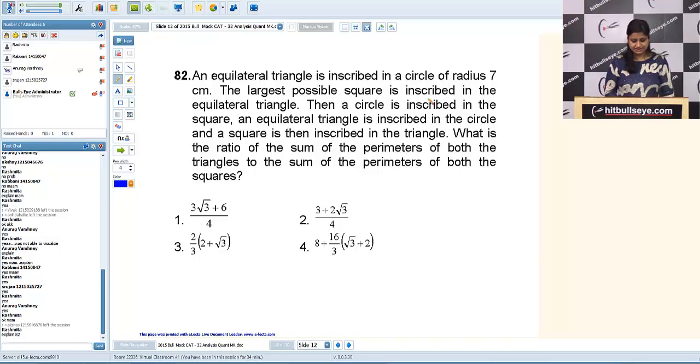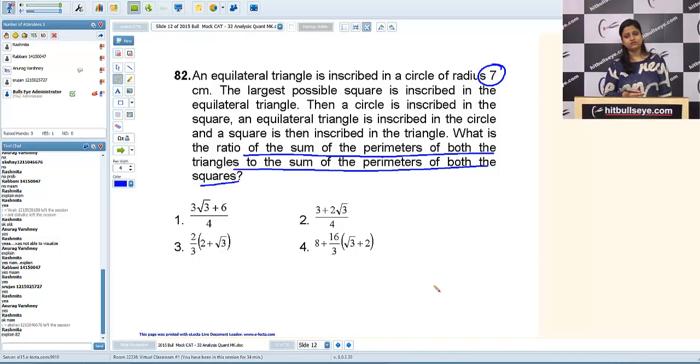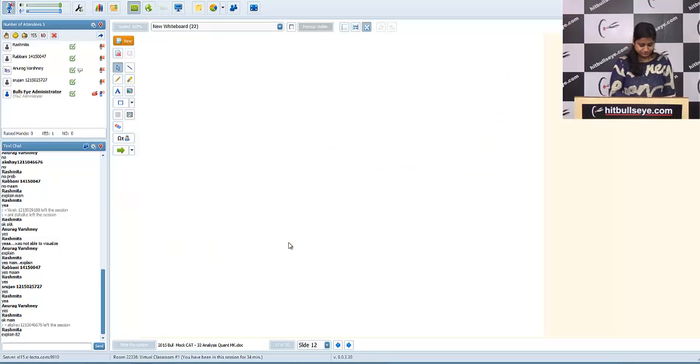It says that an equilateral triangle is inscribed in a circle of radius 7 centimeter. The largest possible square is inscribed in an equilateral triangle. And the story goes, what is asked? What is the ratio of sum of the perimeters of both the triangles to the sum of perimeters of both the squares? Since the ratio is asked, so whatever be the side length, whatever be the radius, initial radius, answer will always be constant since the ratio is asked.